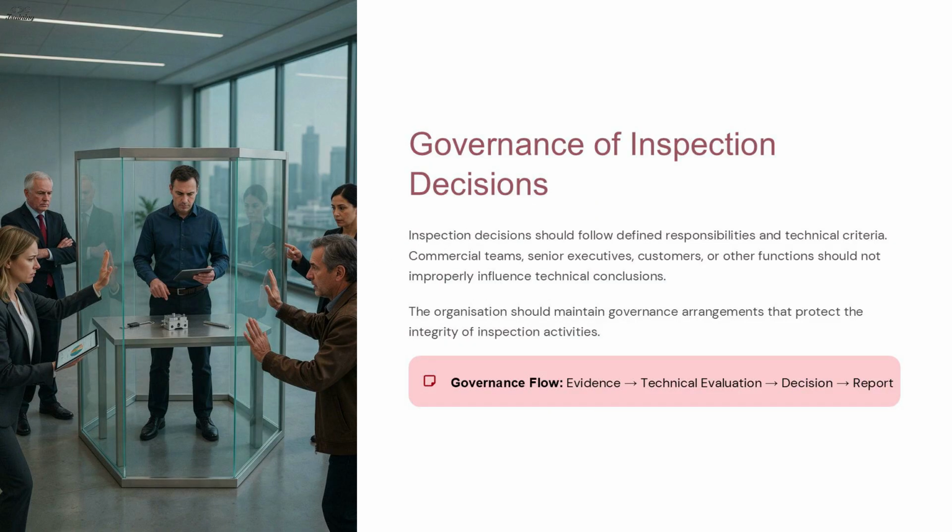Inspection decisions should follow defined responsibilities and technical criteria. Commercial influences should not affect technical conclusions. Organizations must maintain governance arrangements that protect inspection integrity.